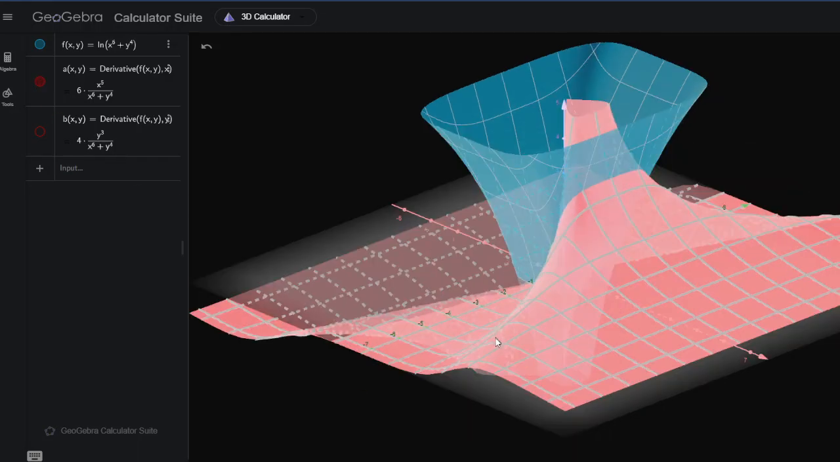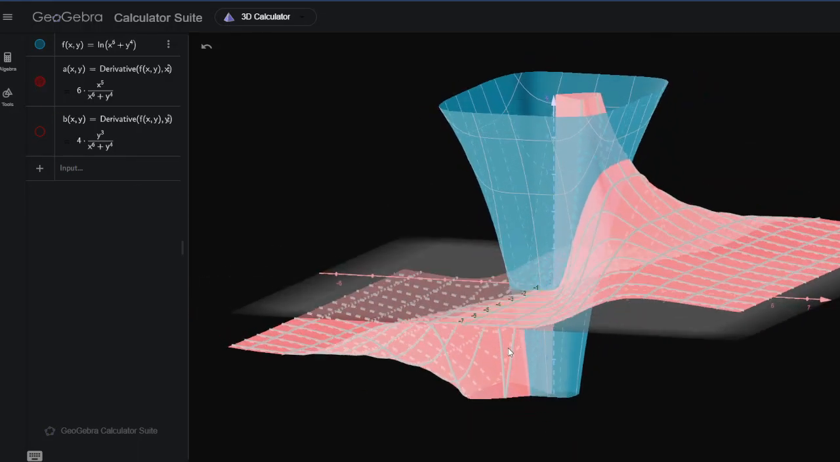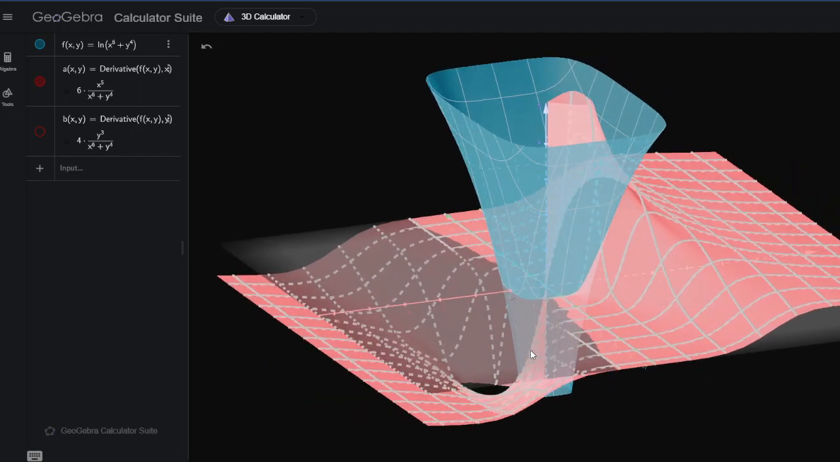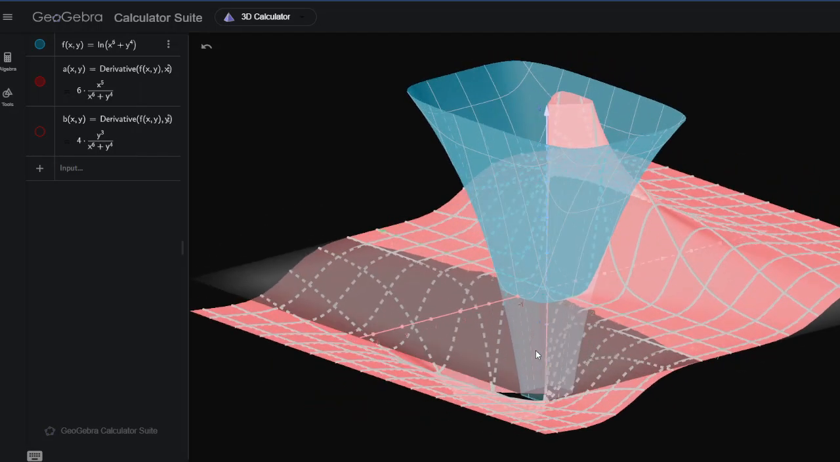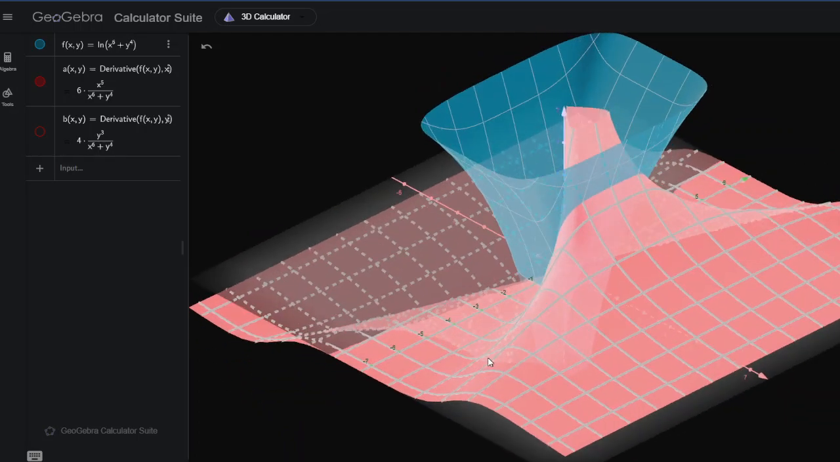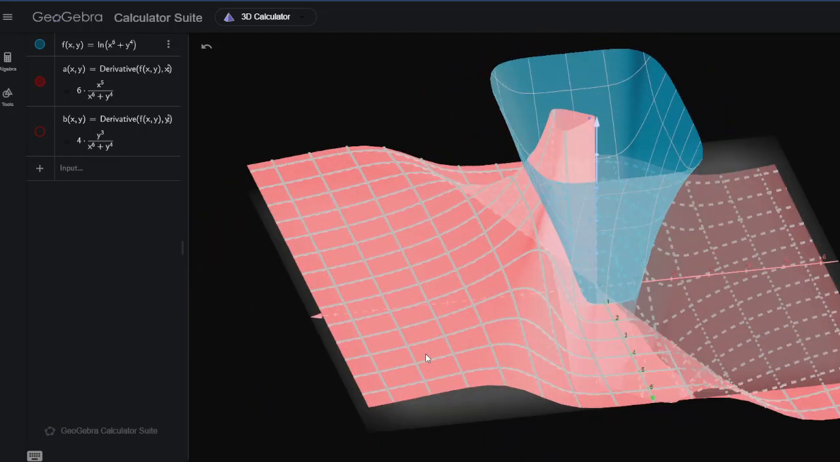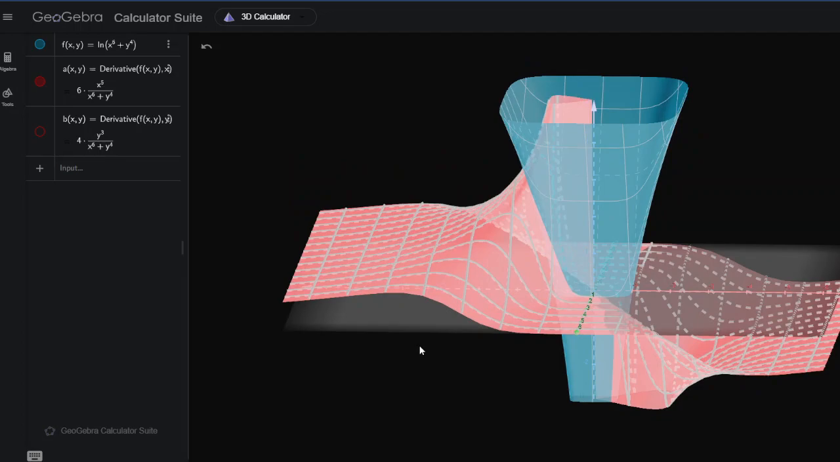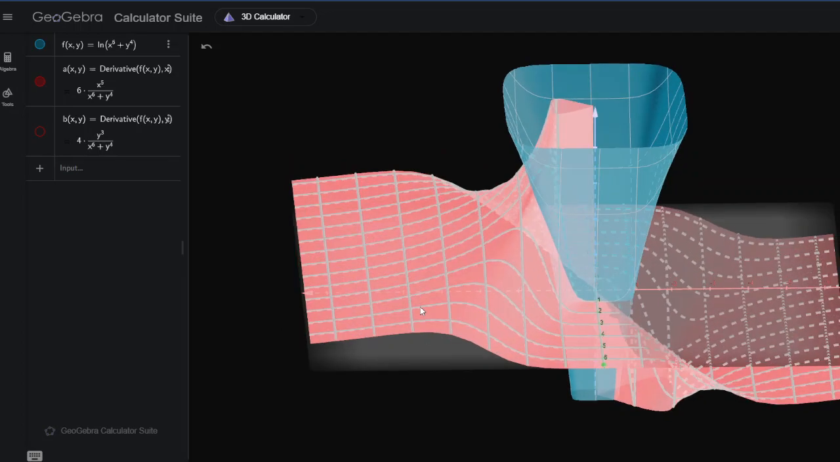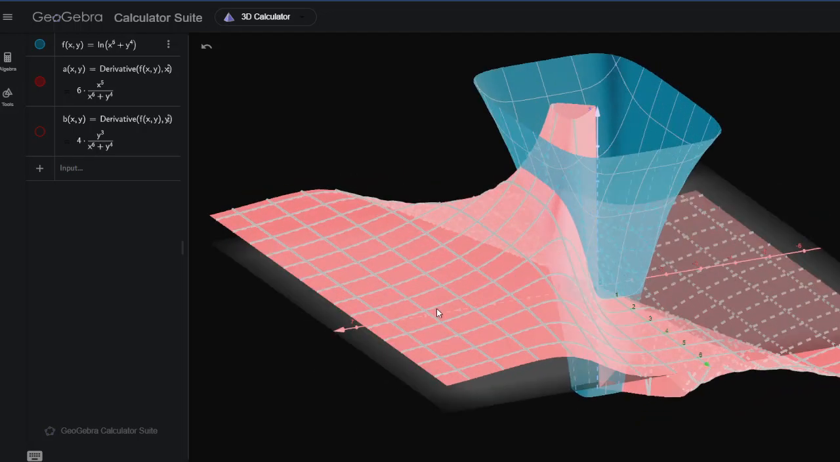So with respect to x, that's pretty drastic here. All right, this function's kind of all over the place here. So this is telling us again how much the output is changing as x changes and y is held constant.